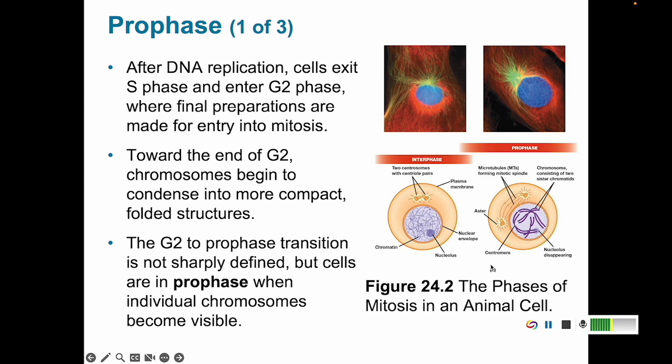But that technical definition of prophase is when individual chromosomes are visible in a light microscope. So if you are looking in a light microscope and those chromosomes are visible, it is definitely in prophase. And if they're not visible yet, it's not yet in prophase.